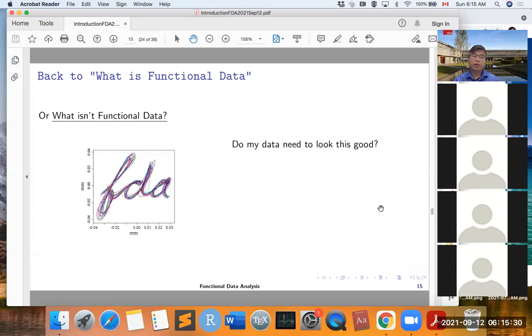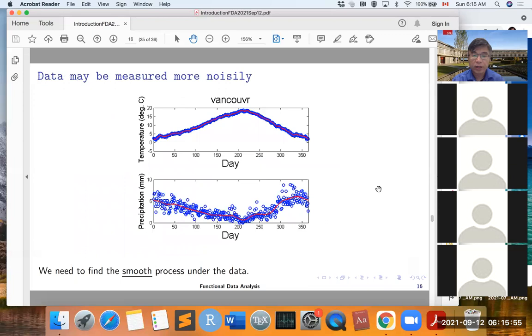So now let's go back to functional data. Let me give you some more examples about functional data. Before, we showed the handwriting for the letters FDA, and we mentioned that this is very dense, accurate measurements of the functions. But in reality, the data may be measured more noisily.